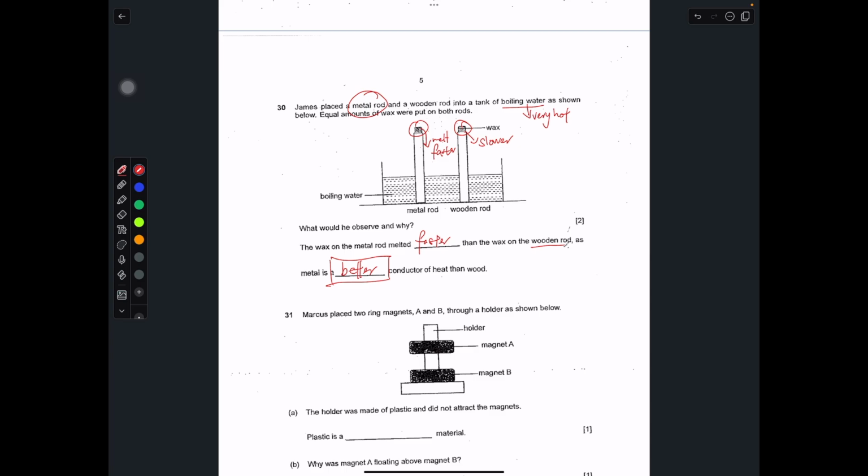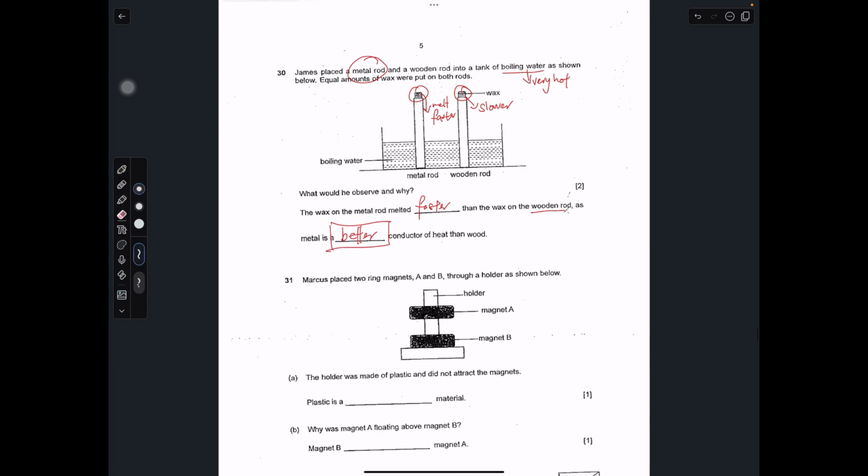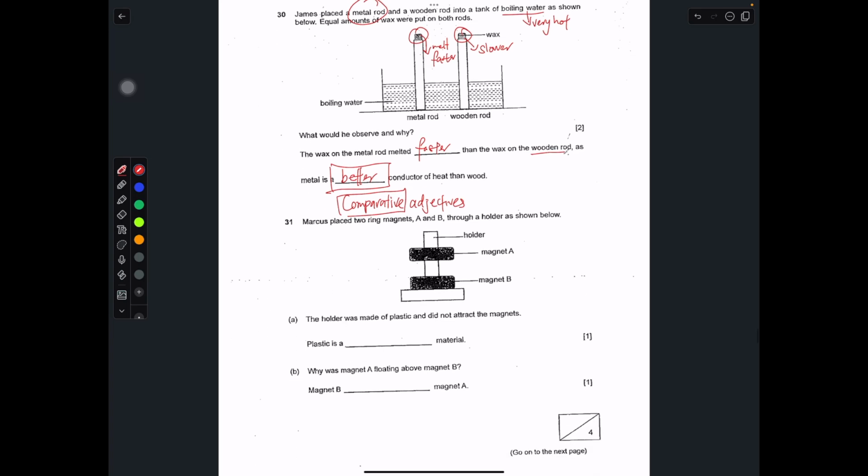Over here you must use a comparative adjective. Because you are comparing between the two materials. Both of them do conduct heat, but one of them conducts better than the other one, and metal is the one that does it better. That's why you will see that the wax on the metal rod actually melts faster, so the heat will actually travel or transfer all the way to the top. This one will also do it in this way, but this one does it slower, metal does it faster.